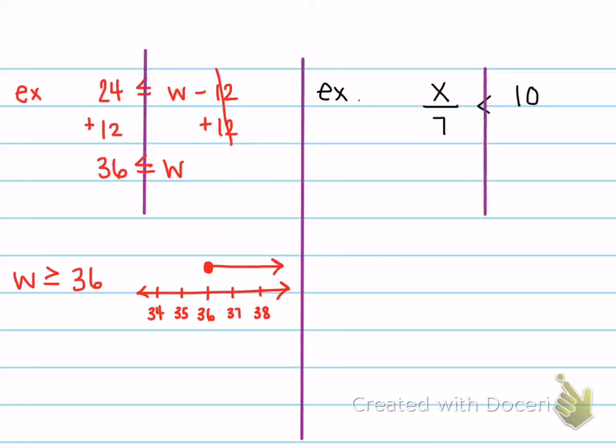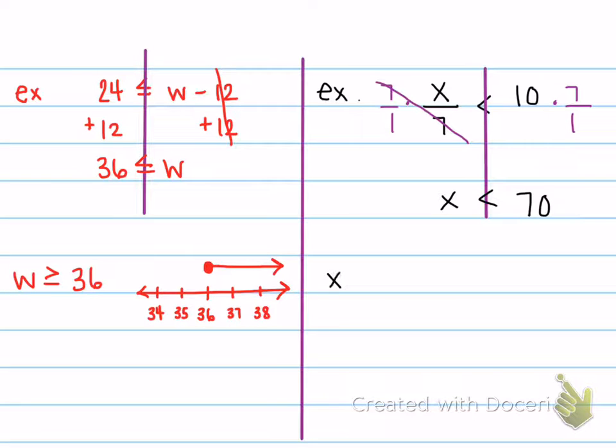Okay, so I have my line down the middle. I see that this is x divided by 7. To get rid of something that's divided, you need to multiply. So I'm going to multiply this by 7 over 1. And the same thing on the other side, 7 over 1. Because my 7's cancel out, and I'm left then with x over 1, which is just x is less than, and then 10 times 7 is 70.